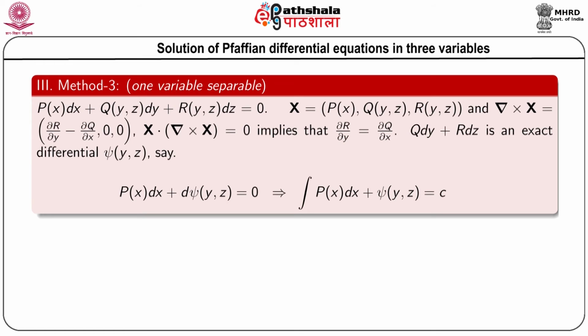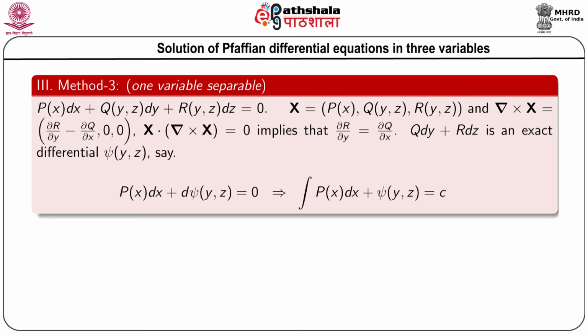So, if we use the integrability condition X dot curl X equals 0, it implies ∂r/∂y must be equal to ∂q/∂z. That means q dy plus r dz becomes an exact differential, and let that be dψ. So, the given equation becomes p(x) dx plus dψ equals 0. After integrating, we can get the integral easily. So, this is the solution or primitive of the given equation.